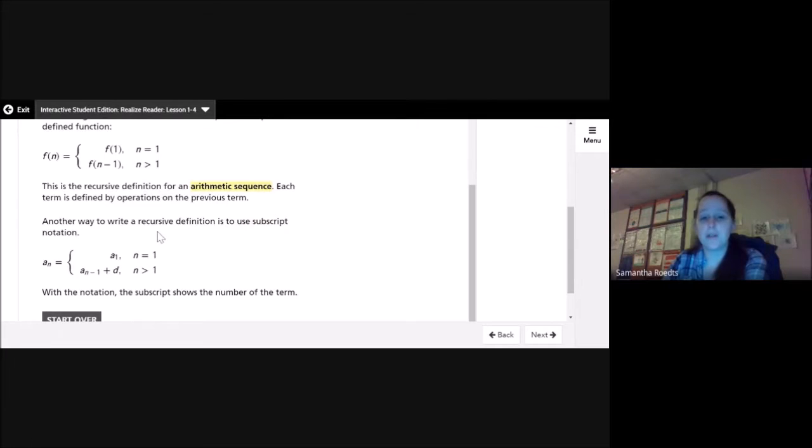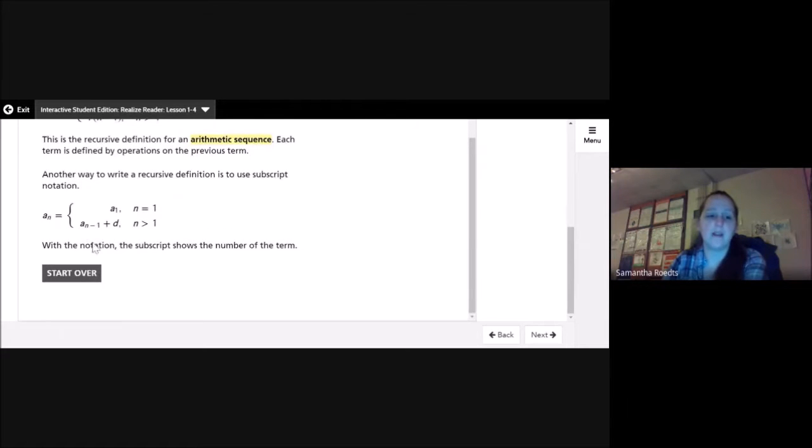Another way to write a recursive definition is to use subscript notation. So a sub n equals a sub 1, where n equals 1, or a sub n minus 1 plus d, where n is greater than 1. With the notation, the subscript shows the number of the term. So this is the first term, and this is whichever term comes next. Okay, minus the previous term.